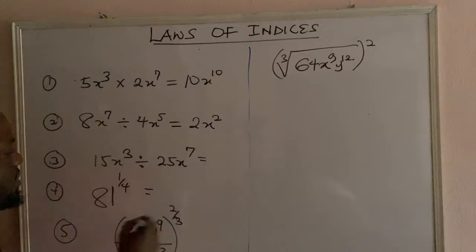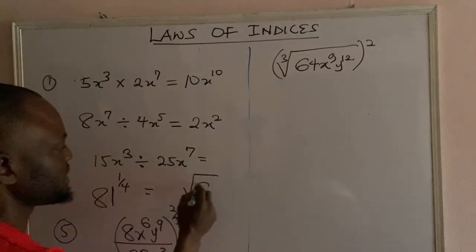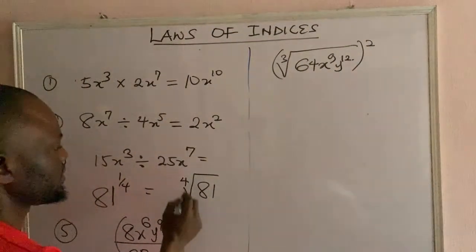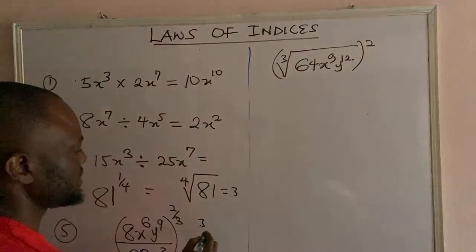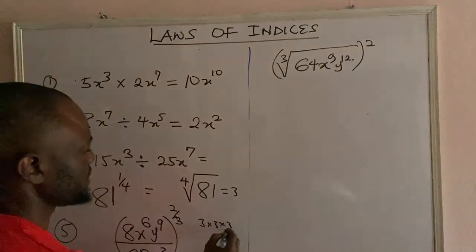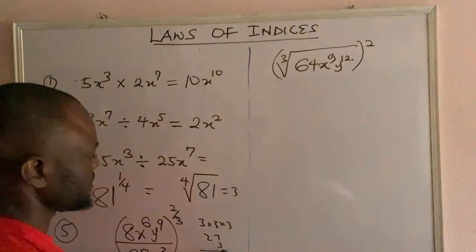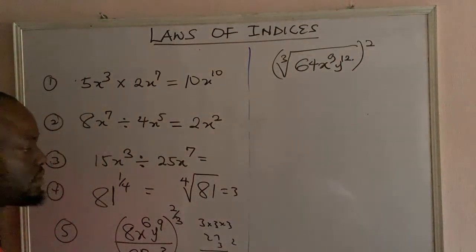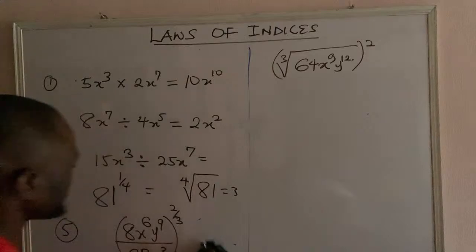This will be the 4th root of 81. I think it's 3. 3, 3, 3, 27 times 3, 81. So the answer is 3.